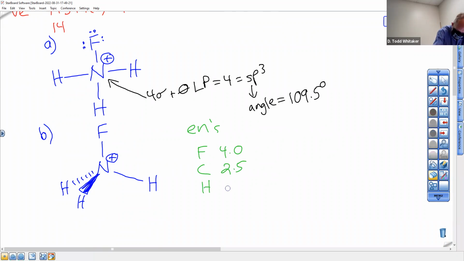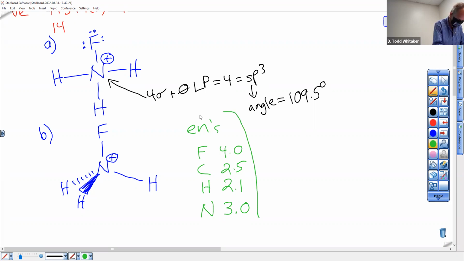I was going to say 1.2. Hydrogen, 2.1. And I think we have an N right here, N right beside carbon, 3.0. We need those for discussion.